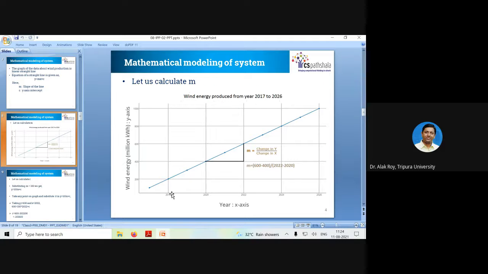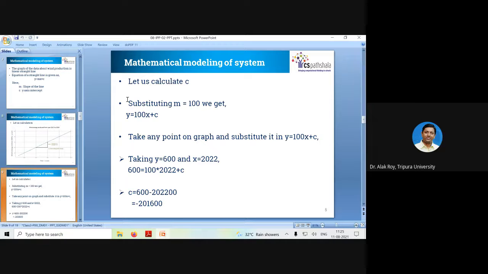Whenever they predict the next value, how will they do it? They will find m. In mathematics, we can find m by change in y divided by change in x. Then you will be able to get m. So how will you calculate? Substitute m as 100. So you get y equal to mx plus c. Taking y as 600 and x as 2022, you get the value for c. So c here is this value.